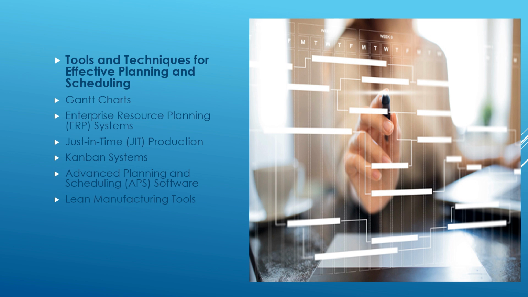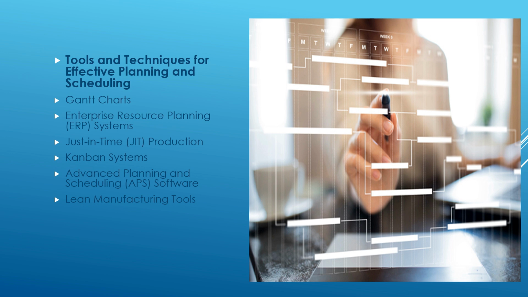Kanban systems, using visual signals to control workflow and inventory. Advanced planning and scheduling software, leveraging algorithms to optimize complex production schedules. Lean manufacturing tools, focusing on eliminating waste and enhancing process flow.